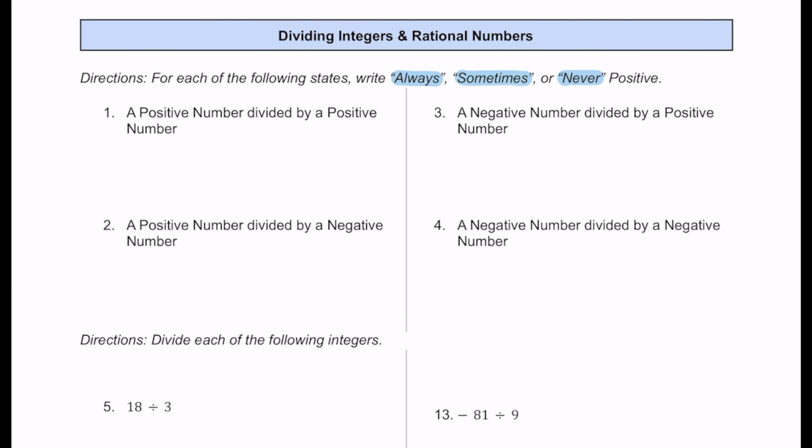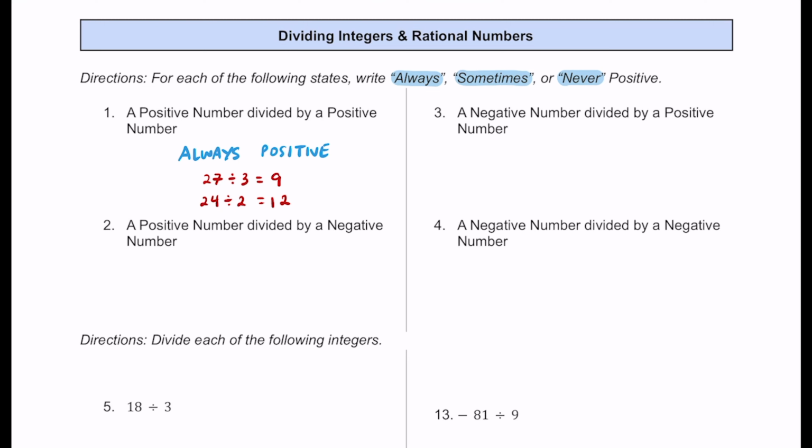So here's a couple quick examples I'm going to make up to prove a point, right? If we have a positive 27 divided by a positive 3, that's going to equal positive 9. Or positive 24 divided by a positive 2 would equal a positive 12, right? Now, you can keep coming up with more examples, but if you always take a positive number and divide by another positive number, you're always going to get a positive number. So this is going to be always positive.